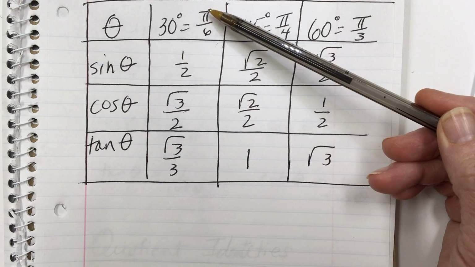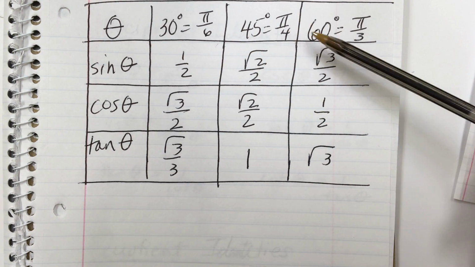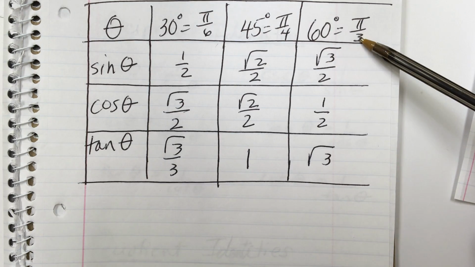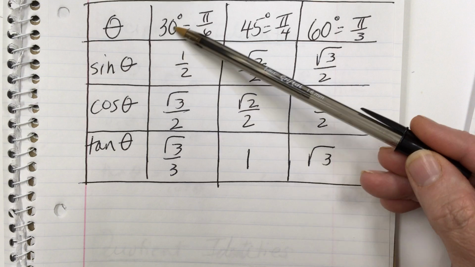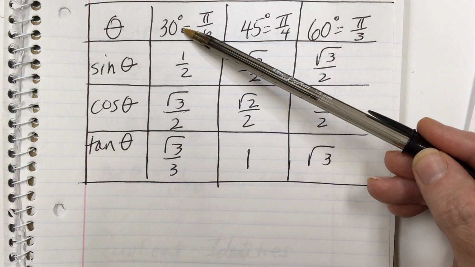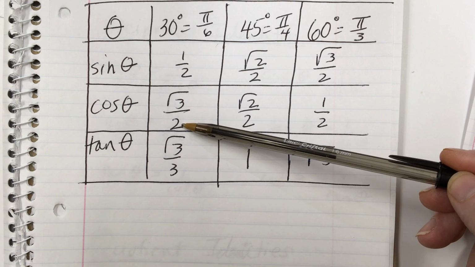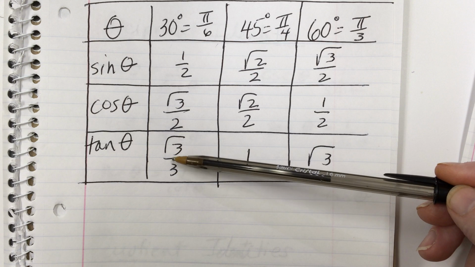Remember, 30-degree angle is pi over 6. 45-degree angle is pi over 4. And a 60-degree angle is pi over 3. So, looking at this chart, sine of 30-degree angle is 1/2. Cosine of a 30-degree angle is square root of 3 over 2. Tangent of a 30-degree angle is square root of 3 over 3.